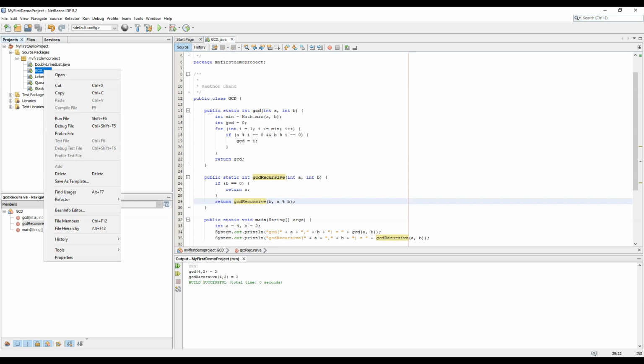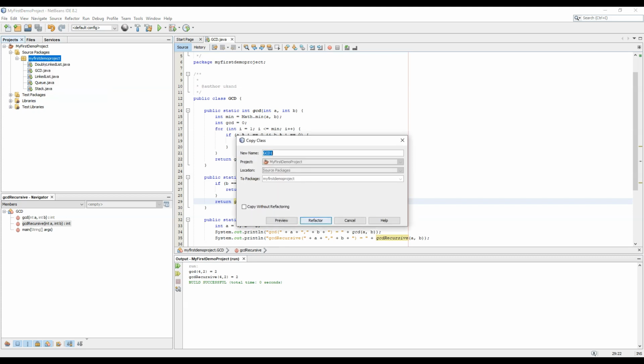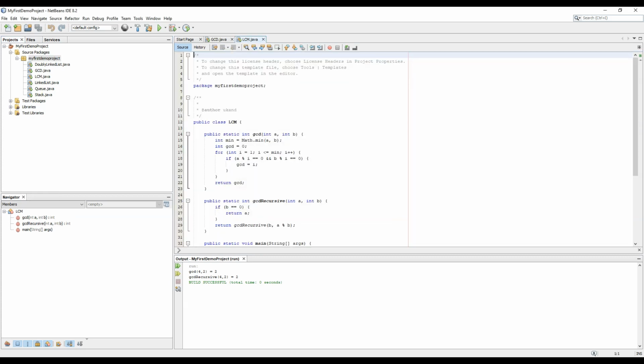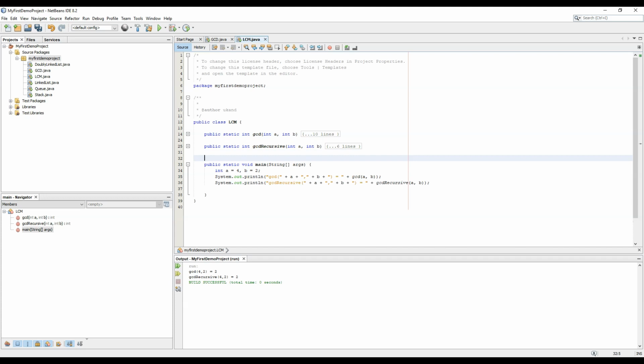So let's duplicate this class for GCD as we require the GCD function and paste it as the LCM class. Now it has the GCD function and the GCD recursive function already. We can calculate the LCM using either of the two functions.